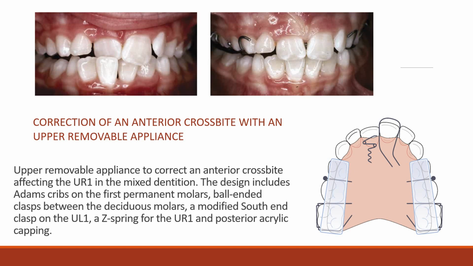As you see here in the photo, an upper removable appliance to correct an anterior crossbite affecting the upper incisor in the mixed dentition. The design includes Adams clasps on the first permanent molars, ball-ended clasps between the primary molars, a modified southend clasp on the upper left incisor, a Z-spring for the upper right incisor, and posterior acrylic capping. And this is the result in 2 months.